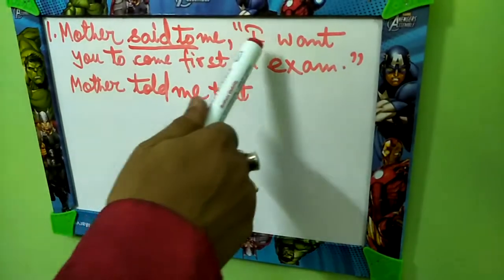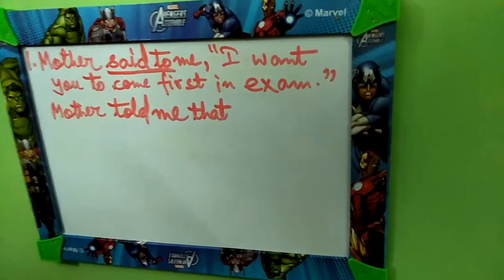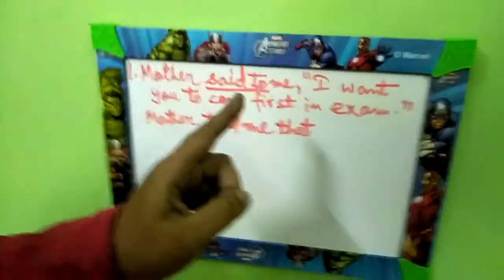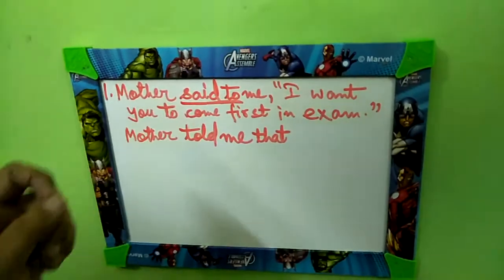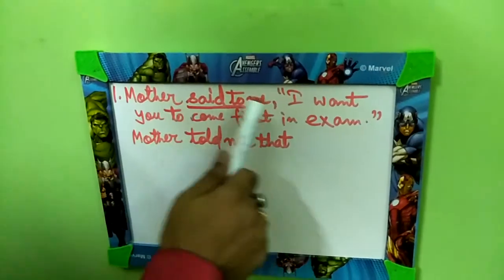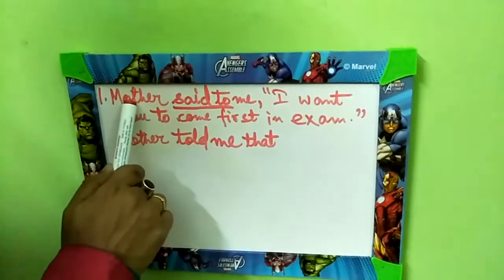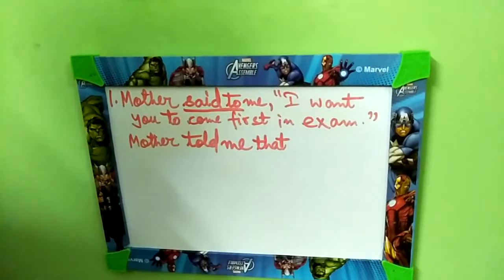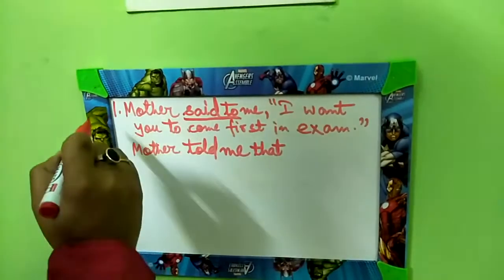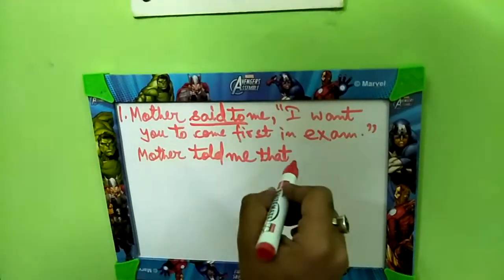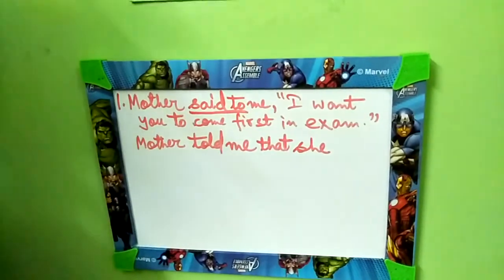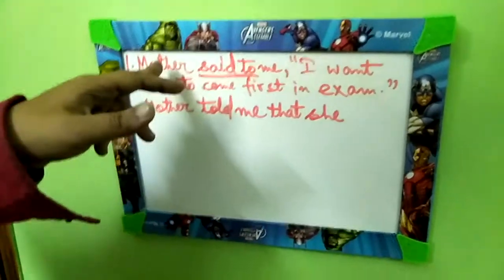Now I is first person. So you have to look at which person is indicated by I. I want. That means mother said to me. Who is the speaker? Mother is the speaker. So who is the I in the sentence? Obviously, mother is the I in the sentence. So mother is a female gender. So obviously, we put she here. We can't write I because I am writing in indirect speech. So I will be changed to she.